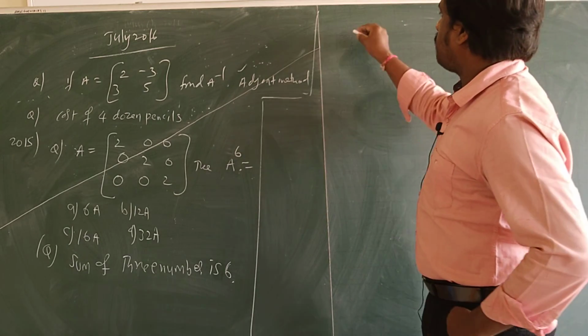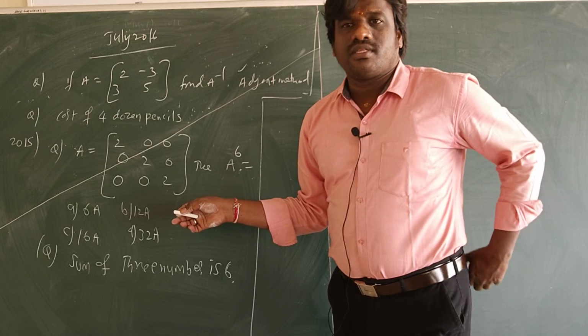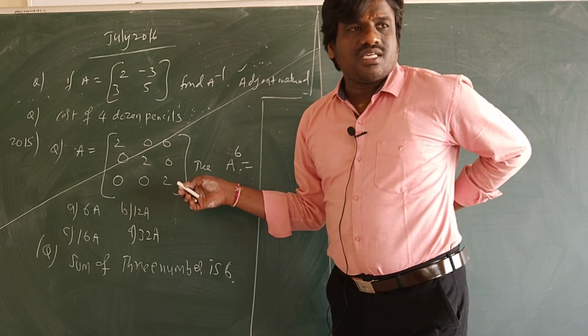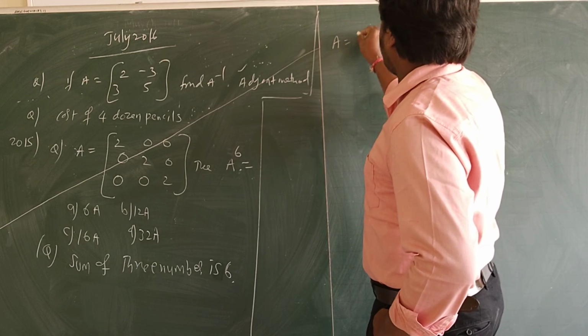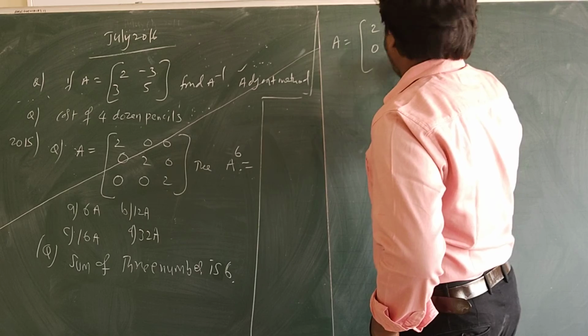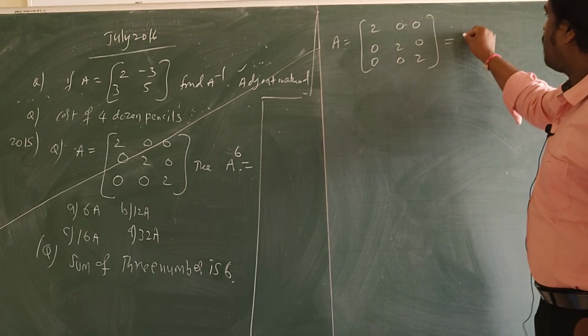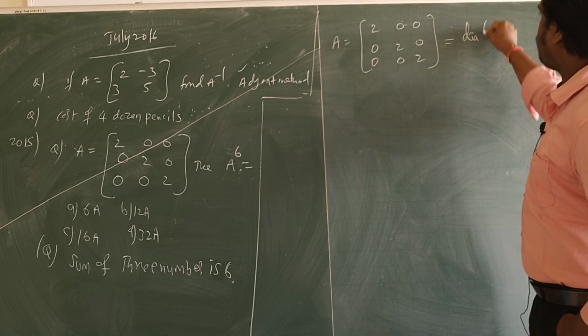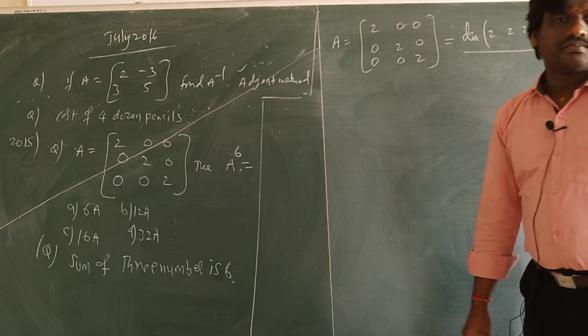See, it's a very simple question. This is called a diagonal matrix. You know, it's an easy one. I taught this in JEE. So A is equal to 2 0 0, 0 2 0, 0 0 2, right? You can also ask it as diagonal 2 2 2, the meaning is the same.